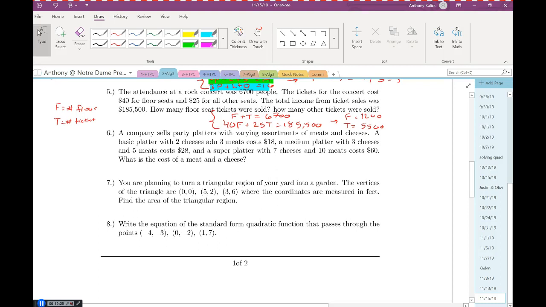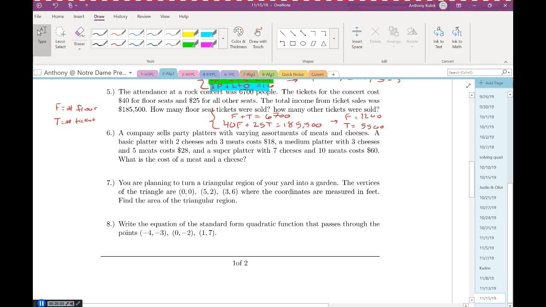Okay. 6 says a company sells party platters with varying assortments of meats and cheeses. A basic platter comes with 2 cheeses and 3 meats and costs $18. A medium platter comes with 3 cheeses and 5 meats and costs $28. And a super platter comes with 7 cheeses and 10 meats and costs $60. What is the cost of a meat and a cheese?